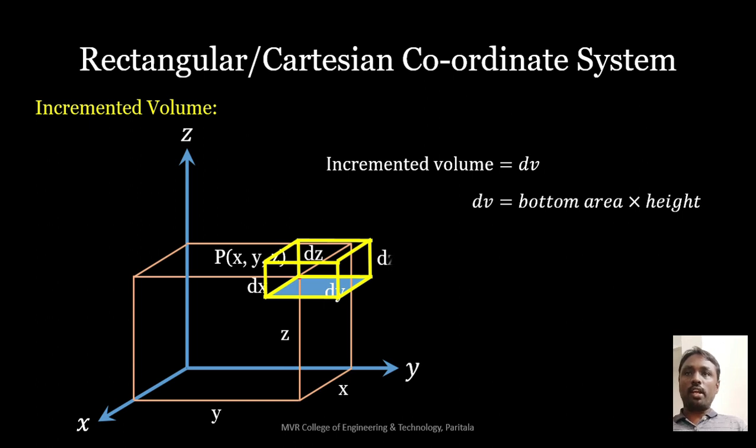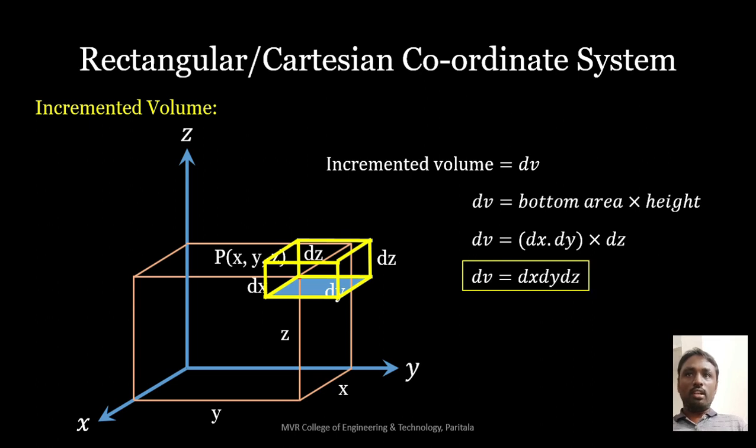So then what is the height? It was dz. So then volume will become dx dy into dz. So dx dy into dz, and it will give dx dy dz, and it can be called the incremented volume. So what is the use of identifying this incremented volume? By knowing this incremented volume, we can identify any volume in the xyz coordinate system, that means the rectangular or Cartesian coordinate system.